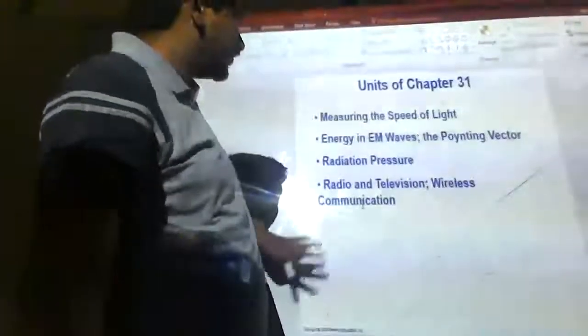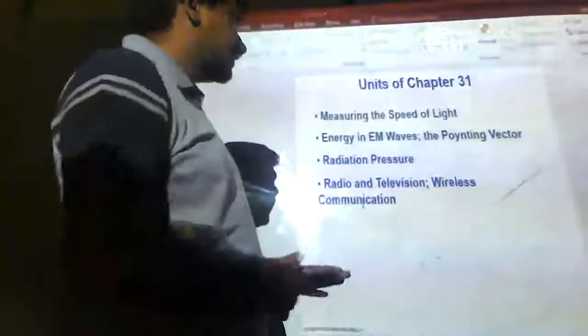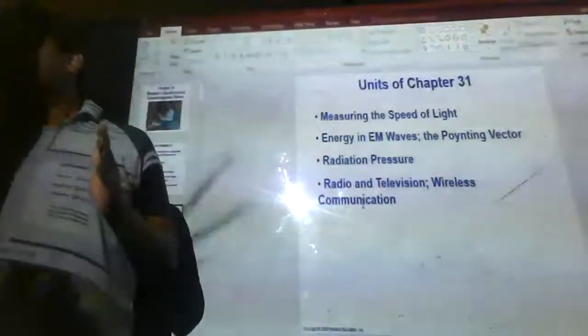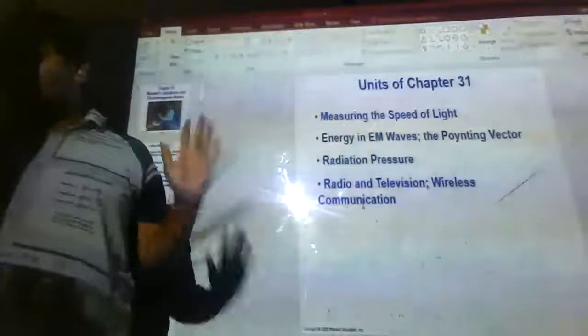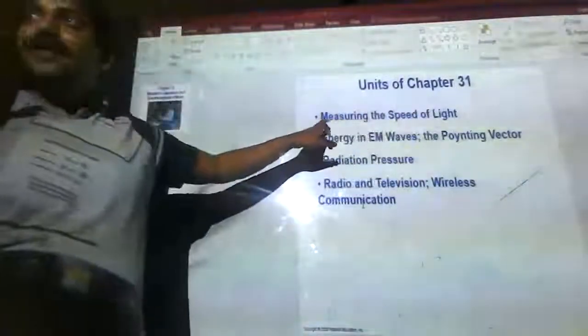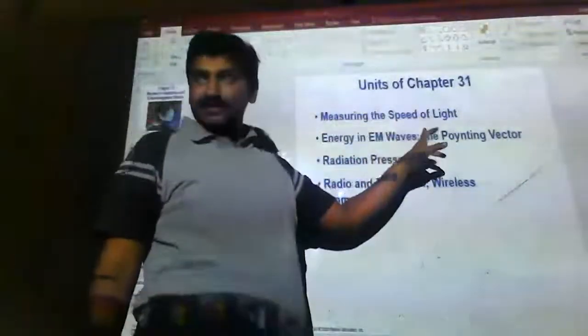See, electromagnetic waves, basic characteristics which we need to learn, which are there in the syllabus. Dear friends, you people did not have the class once; you have it again. Measuring the speed of light, how to measure the speed of light, is there in our syllabus.